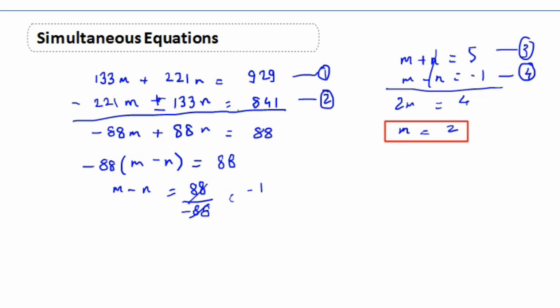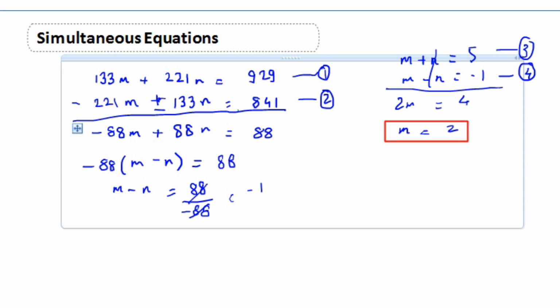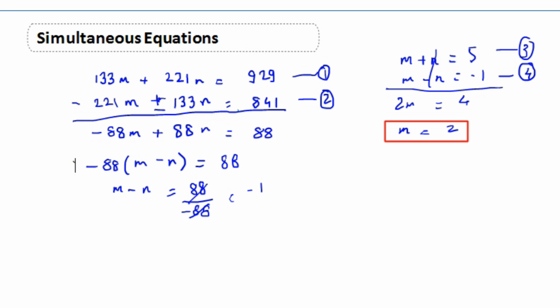To find the value of n, we can plug this value of m into any one of the equations above. So instead of going into 1 and 2, because they are very large numbers, since we have simplified those equations to equation 3 and 4, I'll just try and substitute these values into any one of the equations out of 3 and 4. So let me put it back into equation number 3. So I get 2 plus n is equal to 5. So subtracting 2 from both sides of the equation, I'm left with n on the left hand side, and it becomes 5 minus 2 on the right, which means the value of n that I get is 3.